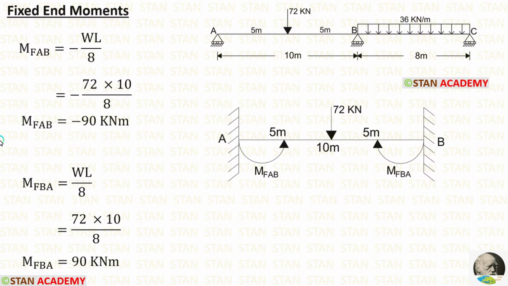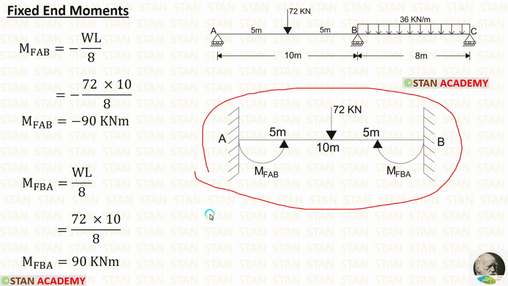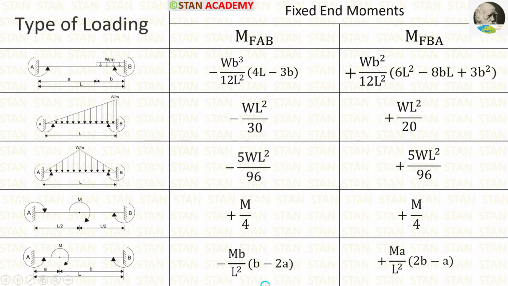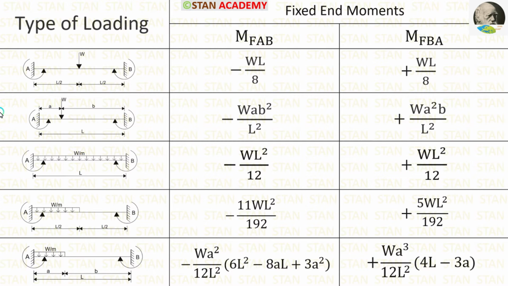Now let us make the fixed end moments. For making the fixed end moments, we have to assume every span as a separate fixed beam. First, let us make the fixed end moments in the span AB. You can see that I have assumed the span AB as a separate fixed beam. In this table, you can see some of the important fixed end moments for the different type of loadings. In the span AB, we are having point load acting on the center, so we have to select this condition.